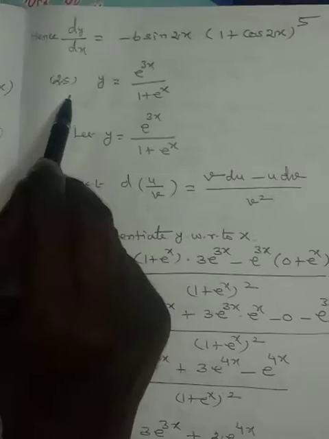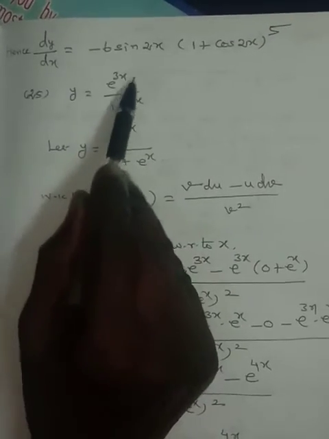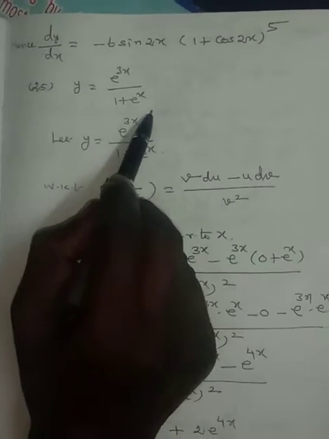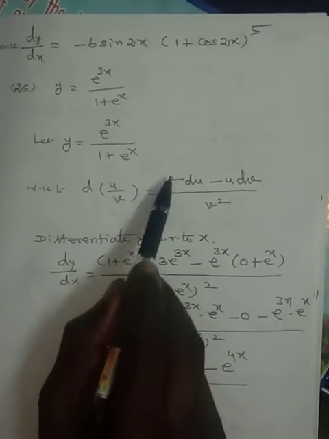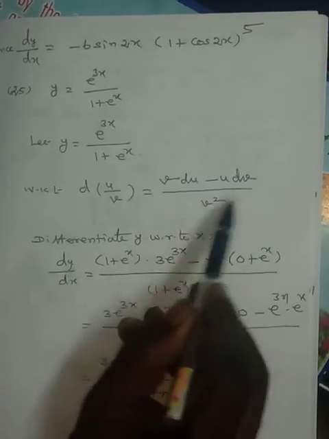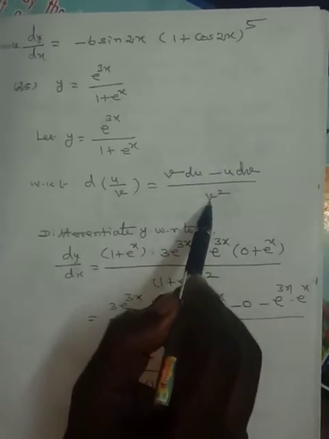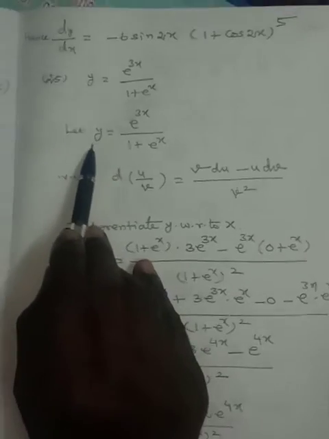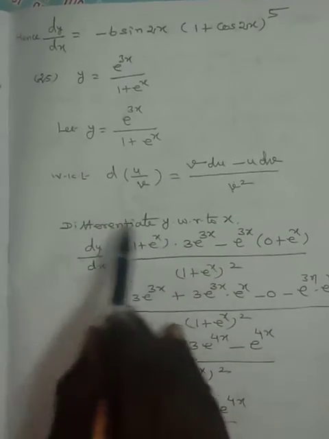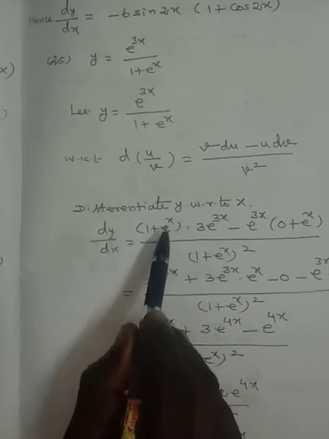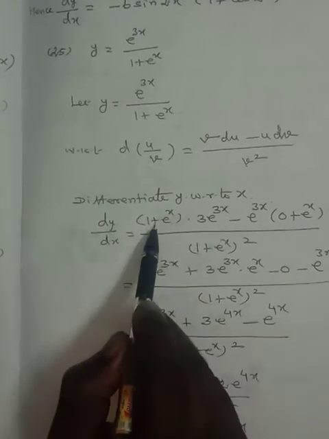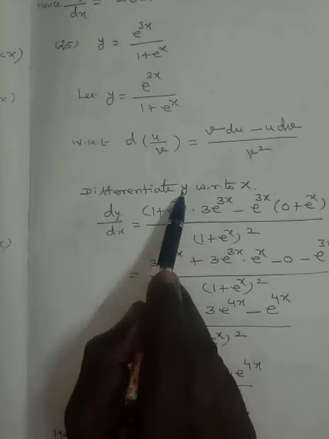Question number 25. y is equal to a to the power of 3x divided by 1 plus e to the power of x. Now it is of the form u by v. We know that differentiation of u by v is equal to v du minus u dv divided by v square. This is the formula. Using the formula, left hand side variable is y, right hand side variable is x. Therefore differentiate y with respect to x. We have dy by dx is equal to, using the formula, v du minus u dv. v is 1 plus e to the power of x.